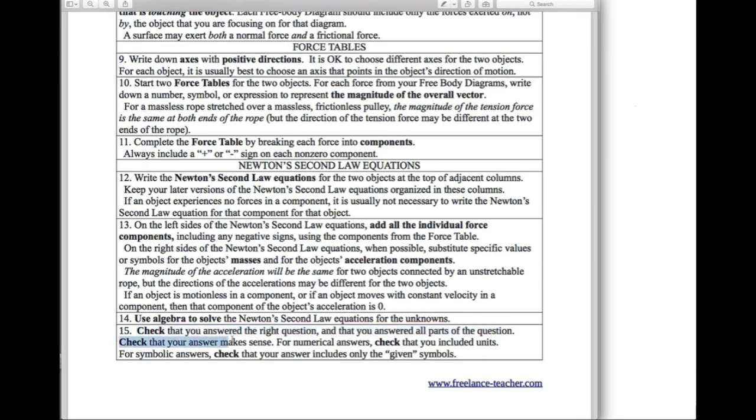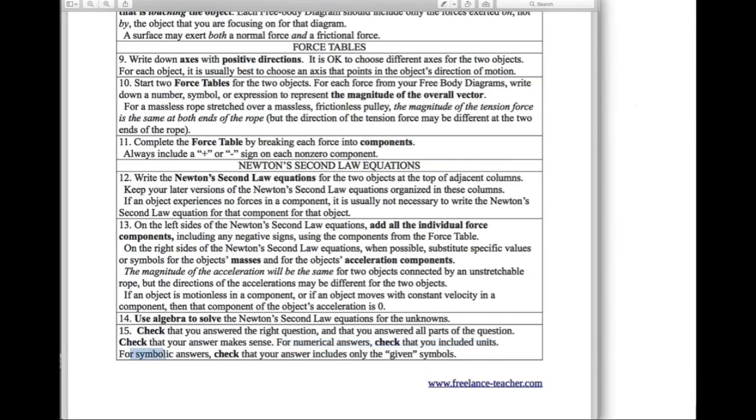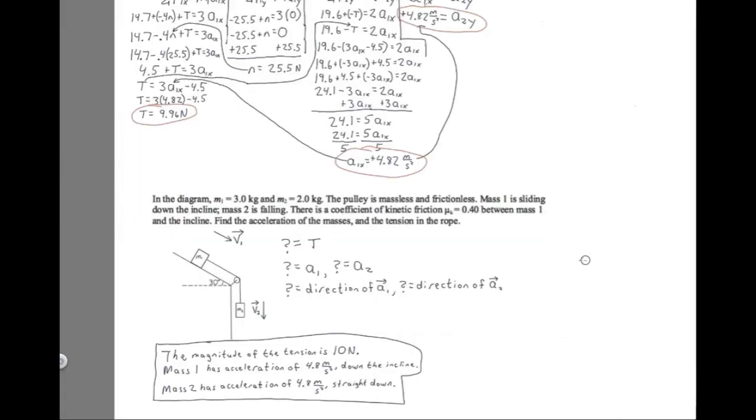We've made some checks that our answer makes sense. Make sure that you include units. So we included the units on both the tension force and the acceleration. And this check is not relevant for a numeric problem.